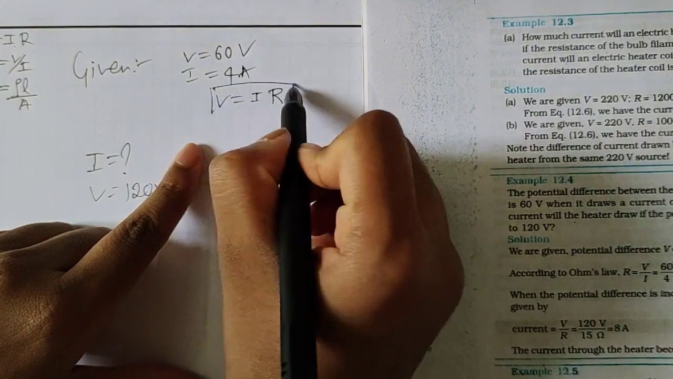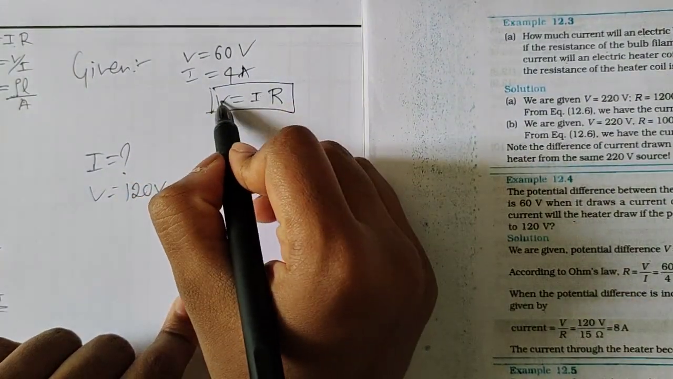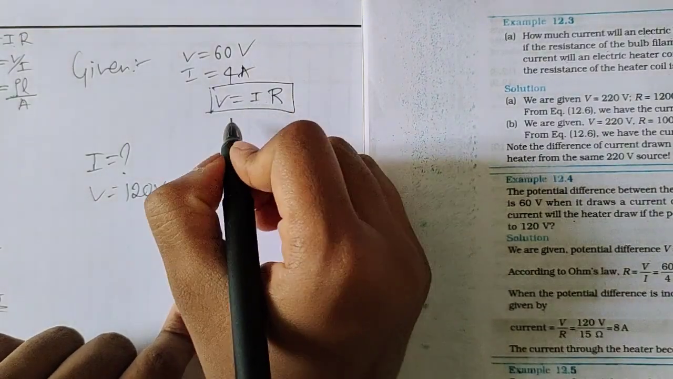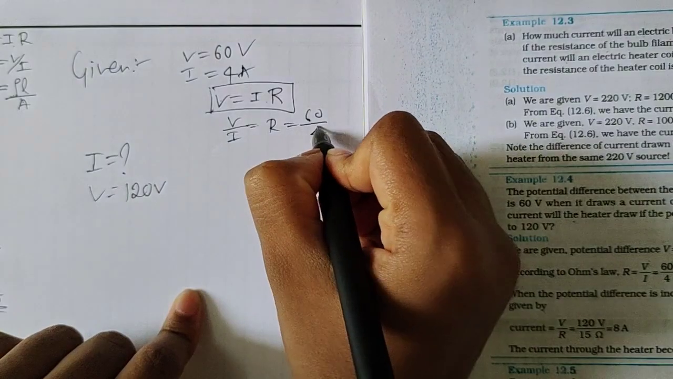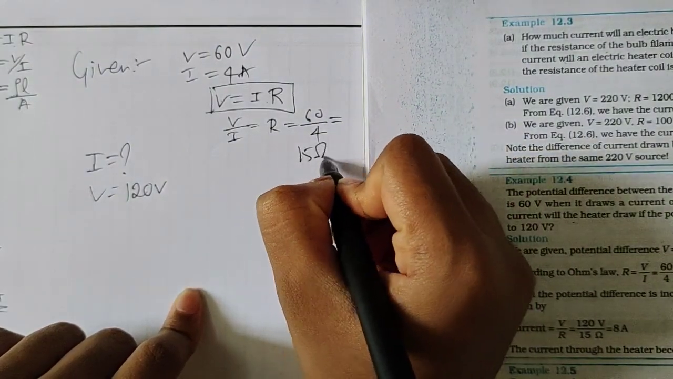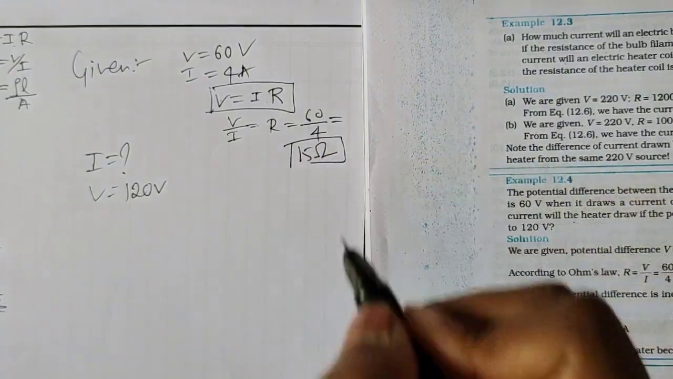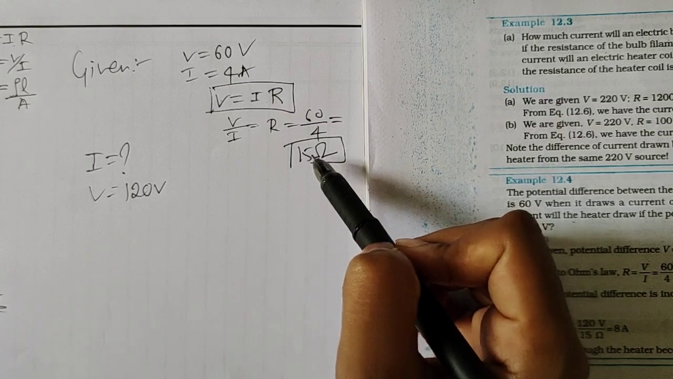Now Ohm's law statement, what is that? V is equal to IR. What do we need to find out? R. That means modify this one: V by I is equal to R. What is V? 60. 60 by 4. How much will we get? 60 by 4 is nothing but 15 ohm. As I told, SI units are important. SI unit of resistance is what? Ohm. Clear? So we got R.